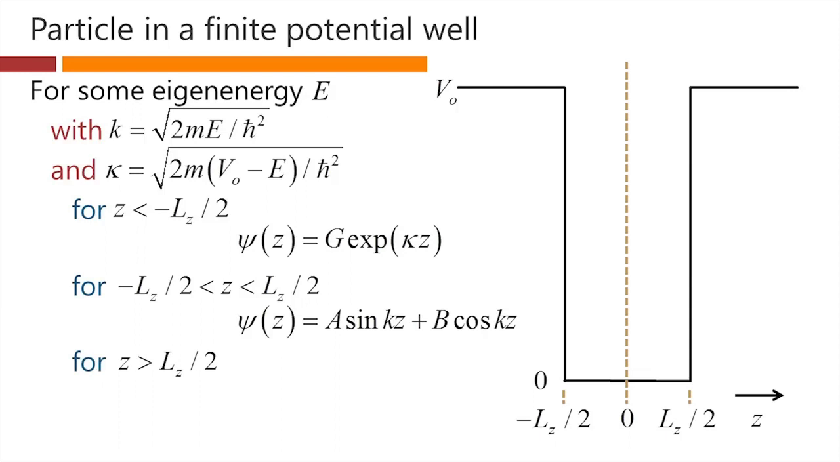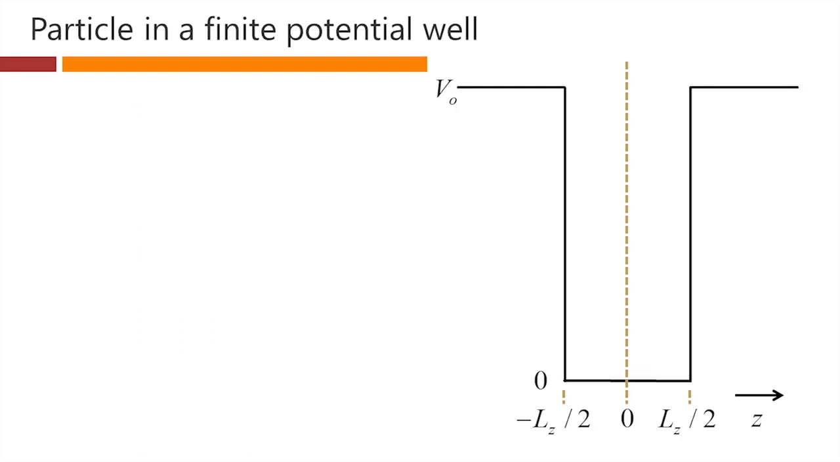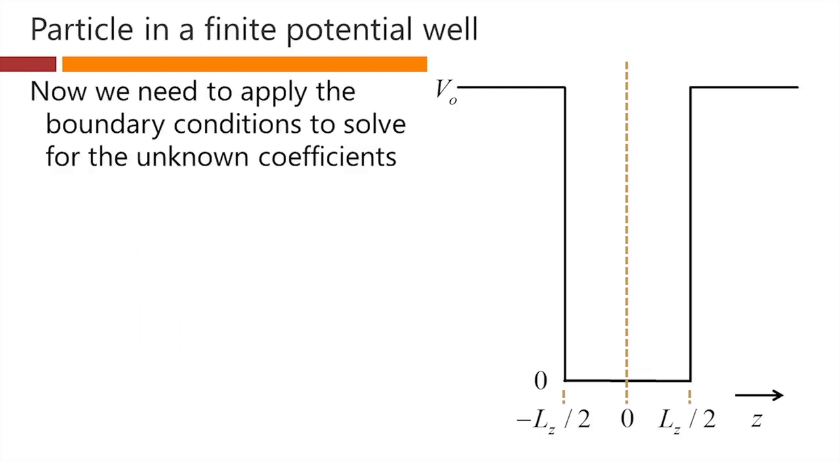And then for z greater than Lz over 2, we're going to have an exponentially decaying function on the right, f e to the minus kappa z. And of course, we still have to figure out all of these constants a, b, f, and g as we work through our solution. To move forward here, we're going to need to apply the boundary conditions to solve for the unknown coefficients in this problem. So those are the constants a, b, f, and g, and of course we hope to establish the eigenenergies E as well.